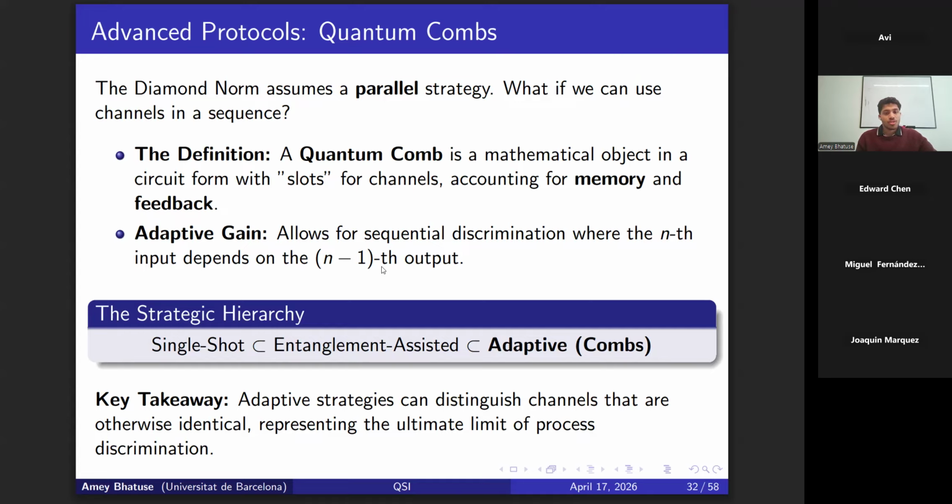So the key takeaway was that adaptive strategies can distinguish channels that are otherwise identical, which shows us that the ultimate limits of process discrimination are not just in single shot or multi-shot, where you can actually use things like entanglement or other resources in quantum mechanics to do channel discrimination.